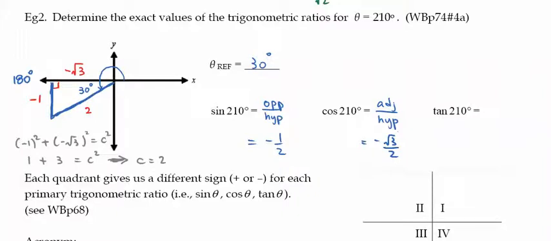And finally, tangent 210. Opposite over adjacent. The line opposite to this angle, negative 1. And here is the adjacent. Opposite over adjacent will now give us negative 1 over negative root 3. And that will simplify to a positive ratio.